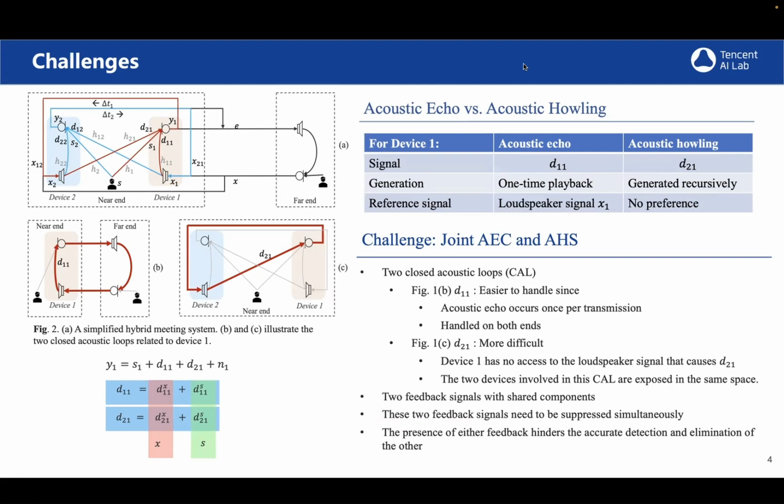However, the playback signal in the second closed acoustic loop, denoted as D_21, is more challenging to suppress due to two reasons. Firstly, device 1 has no access to the reference signal that caused the feedback D_21. Secondly, the two devices involved in this closed acoustic loop are exposed in the same space. The challenge we face is to jointly suppress these two playback signals. These two playback signals share similar components, and the presence of either feedback hinders the accurate detection and the elimination of the other, which makes the suppression of both of them challenging.